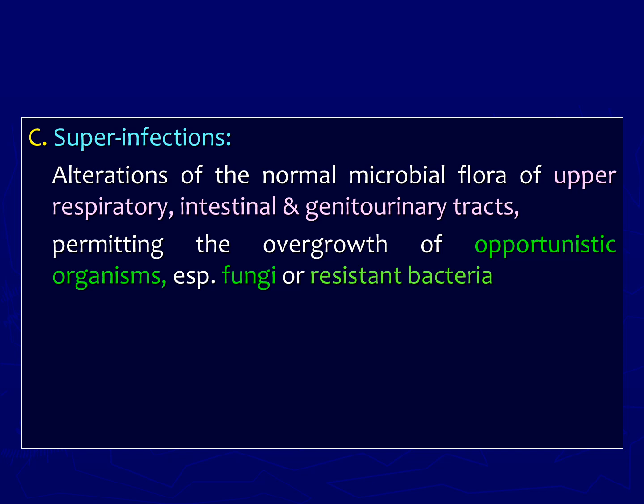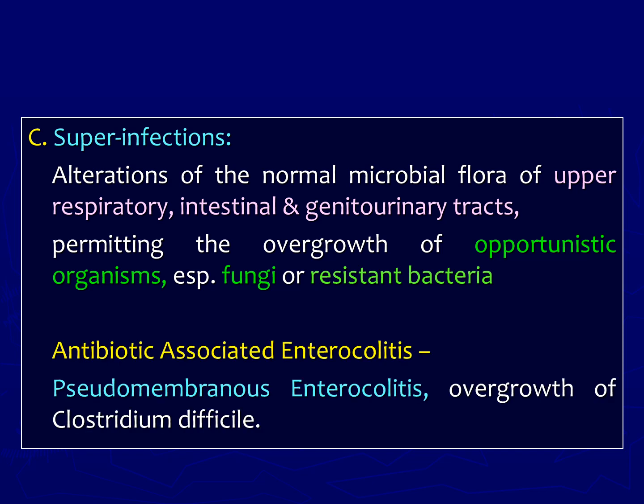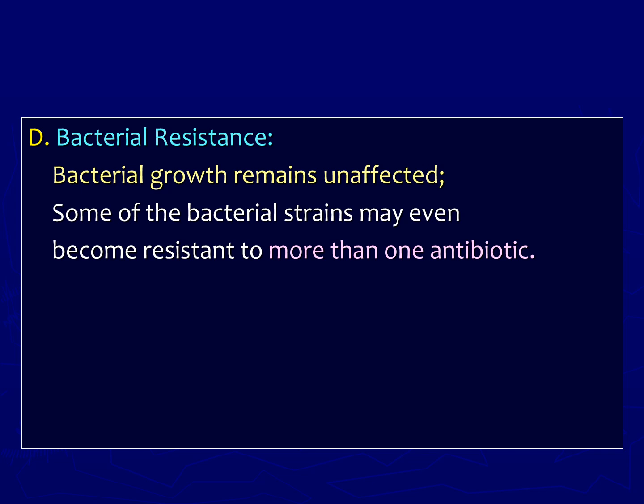So due to alteration or damaging of the normal bacterial flora, they permit the overgrowth of opportunistic microorganisms, and this is usually a fungal infection or some infection due to resistant bacteria, Clostridium difficile, etc. This is an example of that. Clostridium difficile may produce pseudomembranous enterocolitis, and this is known as antibiotic associated enterocolitis. And very important, as I told you, is the development of resistance against these bacteria. Bacterial growth remains unaffected then. Some of the bacterial strains may even become resistant to more than one antibiotic.